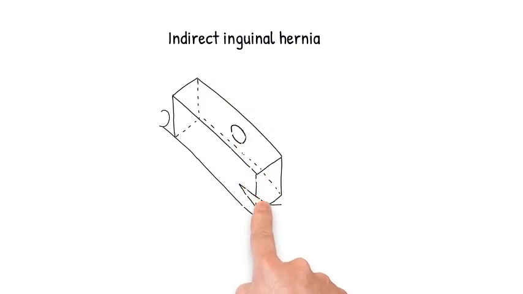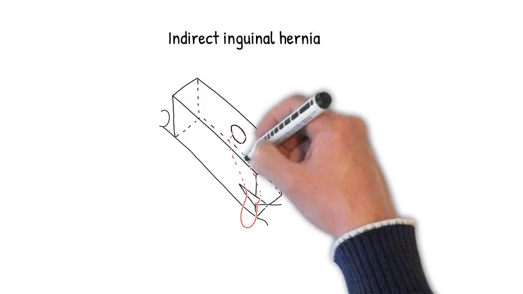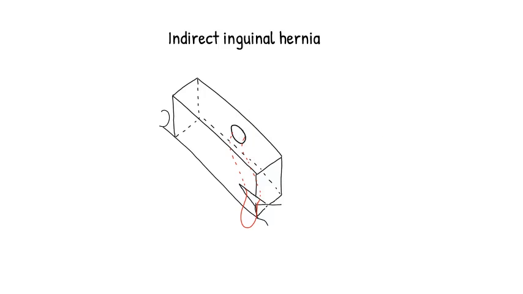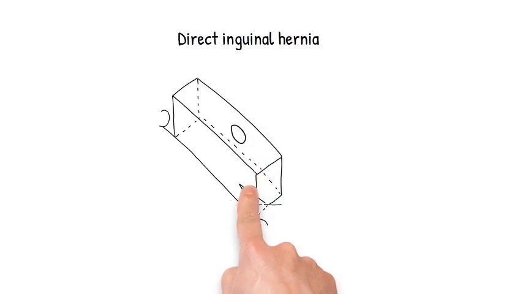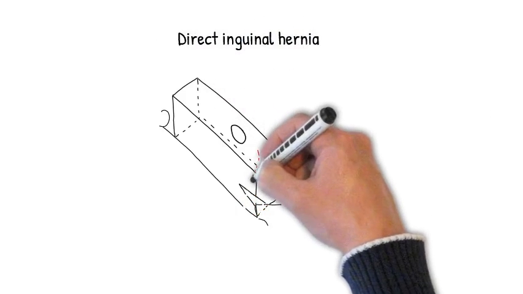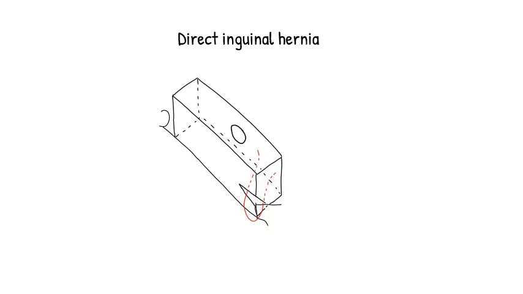And finally, we can consider hernias. An indirect inguinal hernia passes through the deep ring and along the canal before exiting through the superficial ring, whereas a direct hernia bulges through a weakened transversalis fascia in the posterior wall.